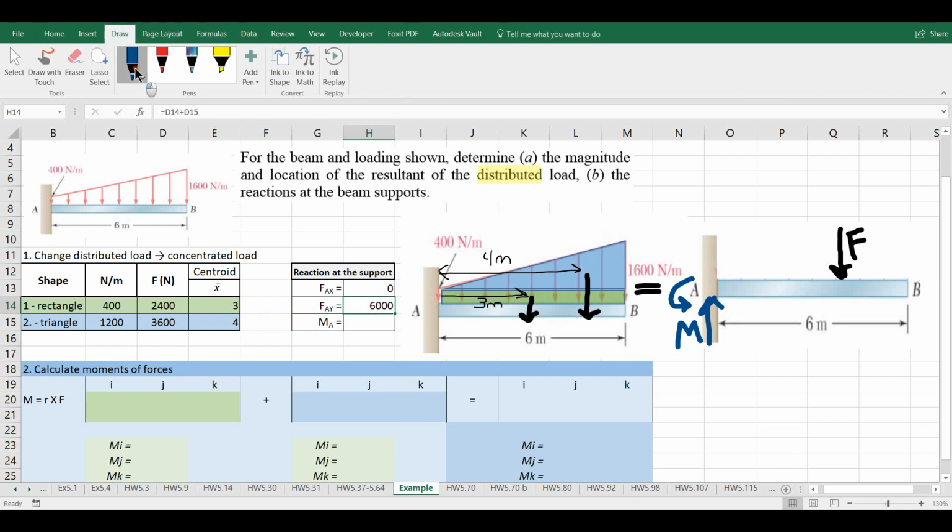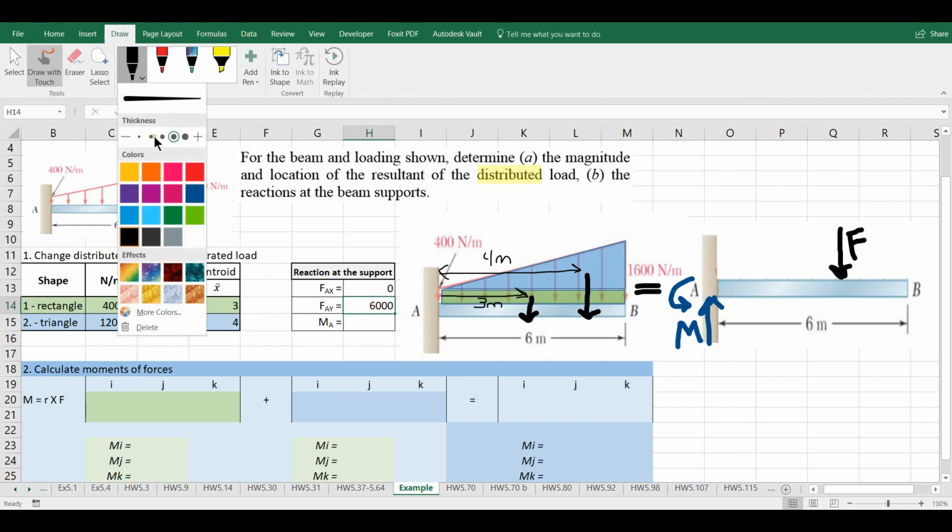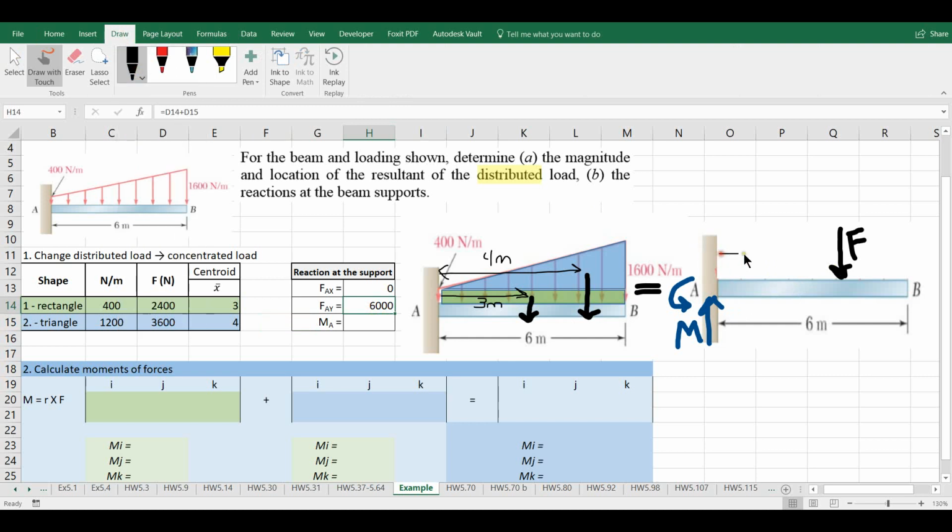Okay, so how would we get the location? That's going to be a moment calculation, right? We need to know what distance it's at. And it's probably going to be somewhere in between 3 meters and 4 meters, right? A little bit past the halfway point. Okay, so to get the position, it is a moment calculation.